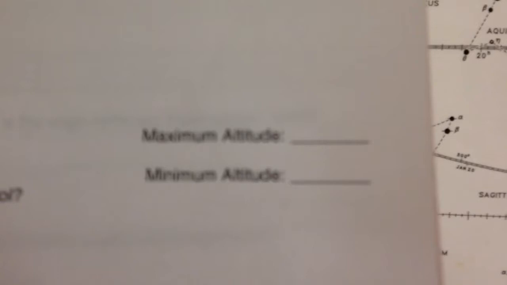Okay, this is video help on homework number 2. On homework number 2, there's 3 problems on the back that are somewhat challenging. They're asking you to find the maximum and minimum altitude of 3 stars. One is named Rigel, the other one is Algol, and the other one is Dubhe.